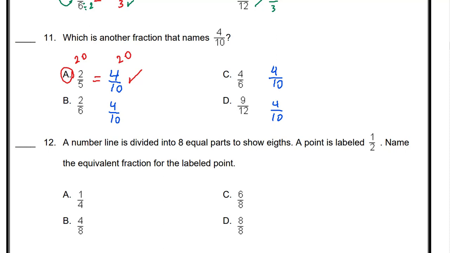Okay, B. 10 times, multiplied by 4 equals 24. So it's greater. Oh, greater? No. Yeah, 4/10 is greater. Oh, yes, so you mean less than. Okay. Next, 10 times 4 equals 40, and 6 times 4 equals 24. So it's greater.